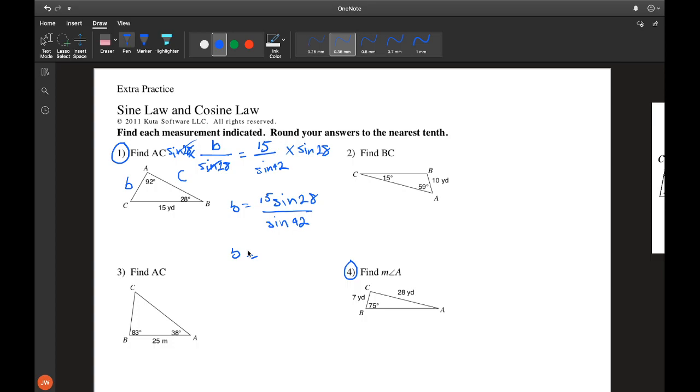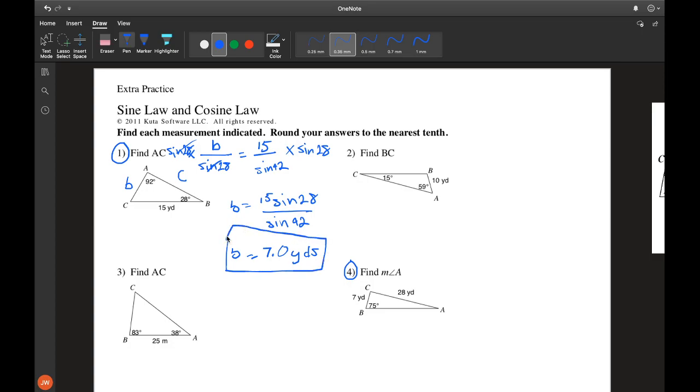Alright, so I'm getting 7.04. They want it to the nearest tenth, so let's do 7.0. 7.0, and it's in yards.